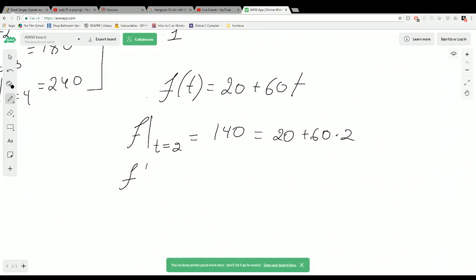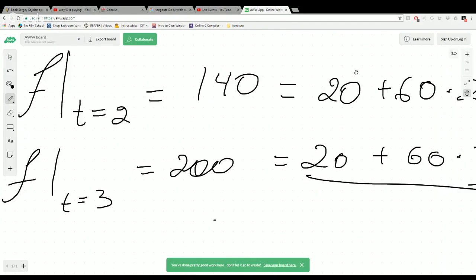Fine. What about at time 3? At time 3, we get 200. And how do we get 200? Well, we do 20 plus 60 times 3. So now you want to know the slope. So how do we find slope? f of the later time, this expression.